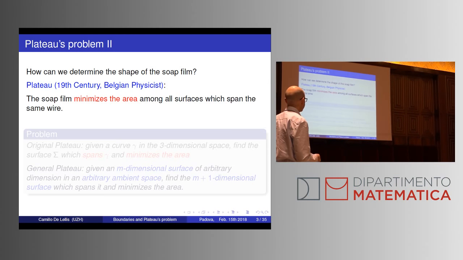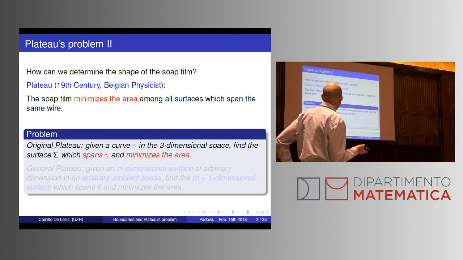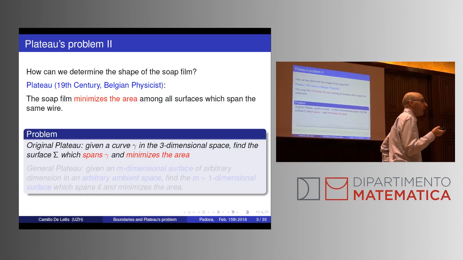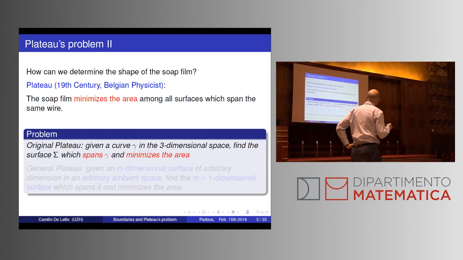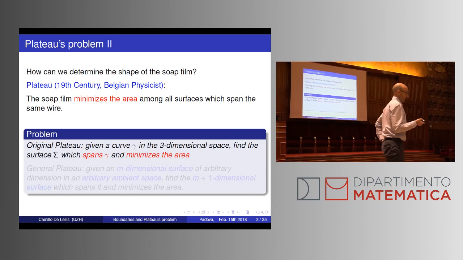So therefore you can state what is called the classical Plateau problem, the original Plateau problem. I give you a wire in the three-dimensional space. A wire in the three-dimensional space is a curve. And I'm looking for a two-dimensional surface which spans this wire and which minimizes the area among all two-dimensional surfaces which span this wire. So this is the original Plateau problem.